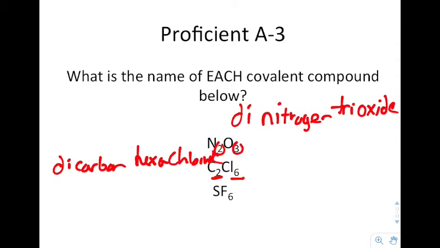The last one is sulfur. There's only one of them, but since it's the first element, I don't put mono. And the last one is 6 fluoride, so sulfur hexafluoride.